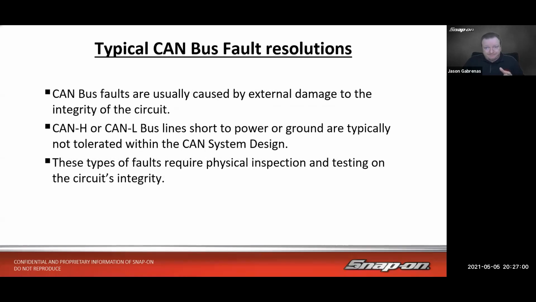Now, bus faults. When we refer to CAN bus, I know it kind of gets used and thrown out there, meaning a lot of things, but when we're actually talking about the bus, that's the physical wiring, connectors and such. So bus faults would usually be caused by external damage to the circuit itself. So I would maybe see a broken wiring harness or some sort of an issue in the wiring harness. Maybe the vehicle was in a collision and I have some sort of problem there. These types of faults need physical inspection and testing of the circuit's integrity itself. I want to make sure that the wires are physically okay and they're not frayed or chipped or broken.